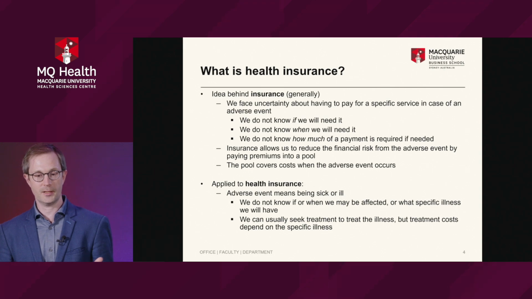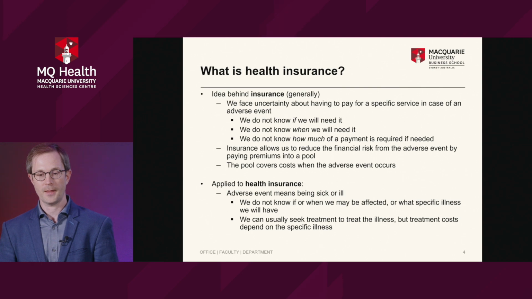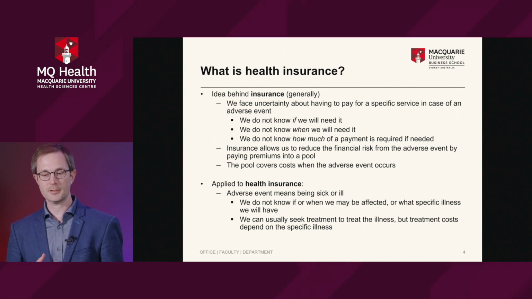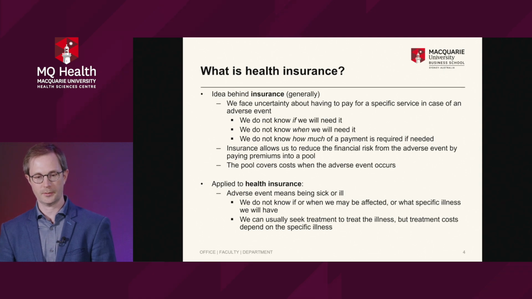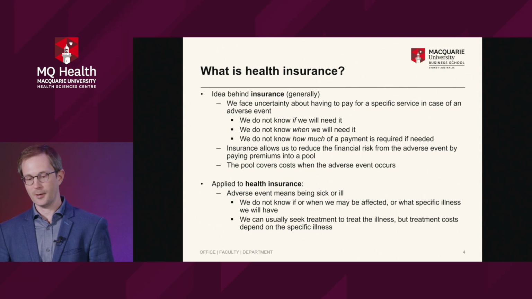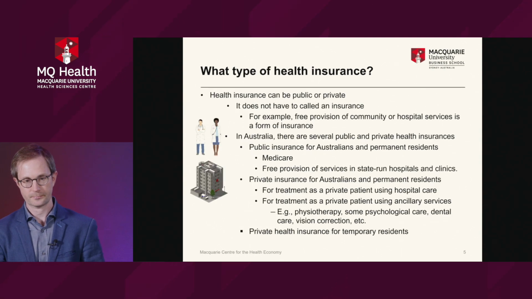So adverse event in the case of health insurance just means being sick or getting ill, and we do not know if and when we may be affected, so if or when we may get ill, or what specific illness we will have. And we can usually seek treatment for the illness that we experience, but that treatment costs money, and that cost will depend on the illness, and insurance can cover us for that. And so that is the basic idea, from an economist's point of view at least, of what health insurance is.